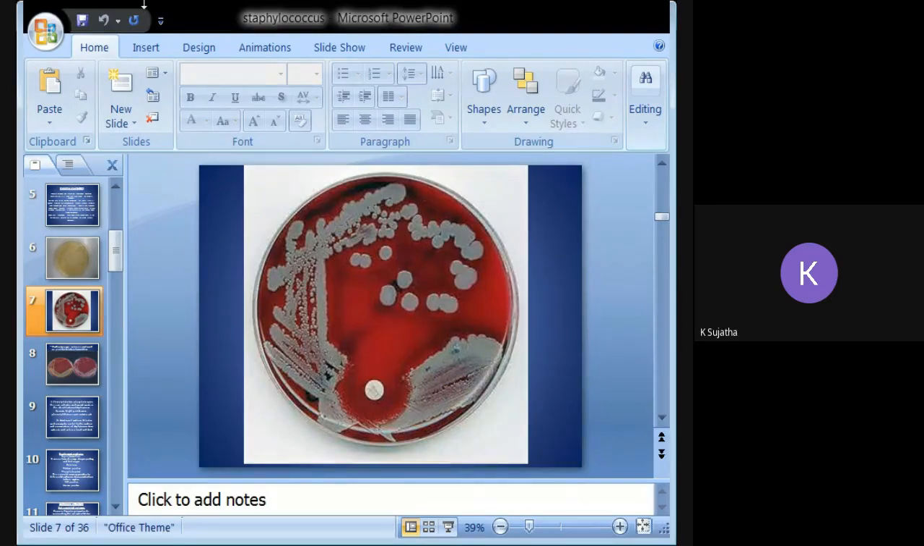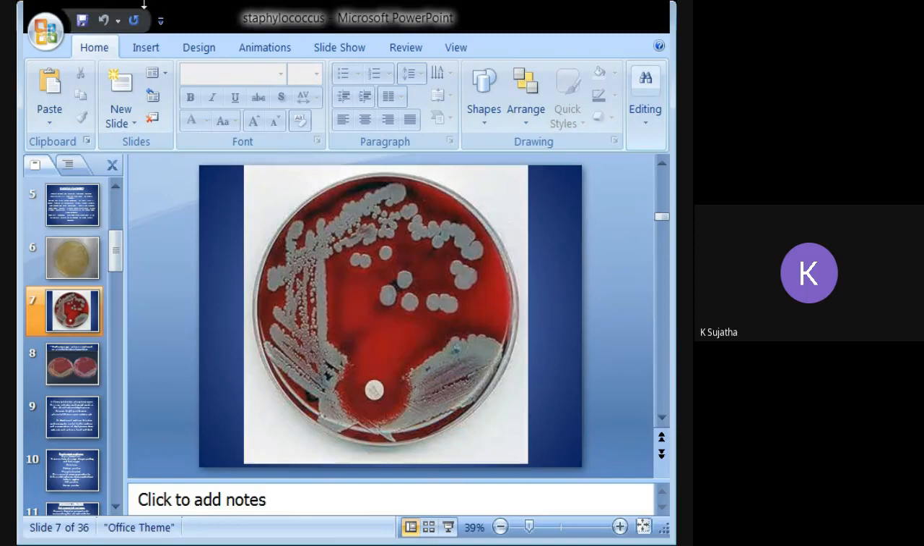I told you about the coagulase test. There are two types of coagulase test: the slide coagulase test and the tube coagulase test. In the slide coagulase test, bacterial specimens are added. Next, human plasma is added. Both react to form clumpings. These clumpings are observed under the microscope.